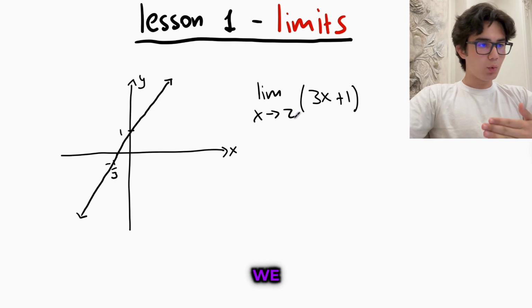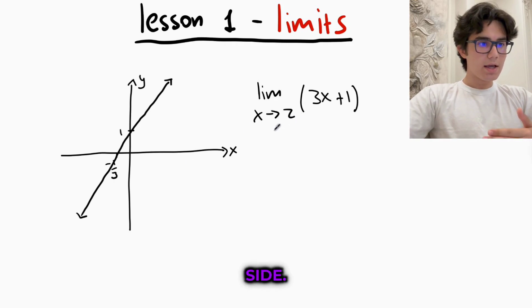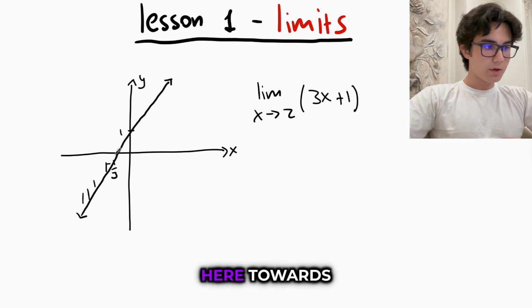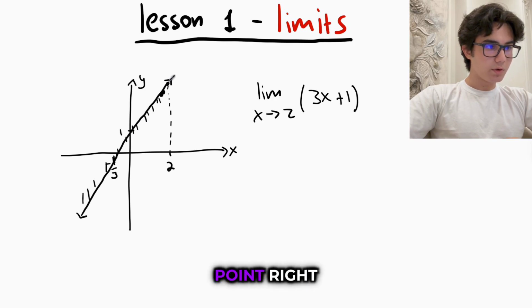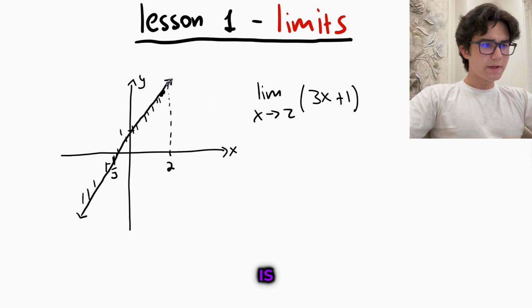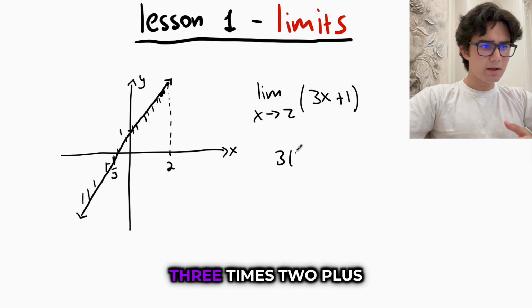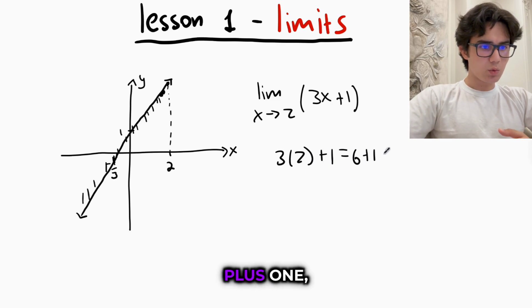So to find the limit, we have to approach the function from both the left-hand side and the right-hand side. If we approach the function from the left-hand side, going from here towards 2, where 2 would be somewhere around here, we would approach this point right over here. And what this point is, simply from functions, we know that whatever x value we put in, we get that y value. So that would be 3 times 2 plus 1, which is 6 plus 1, which is 7.